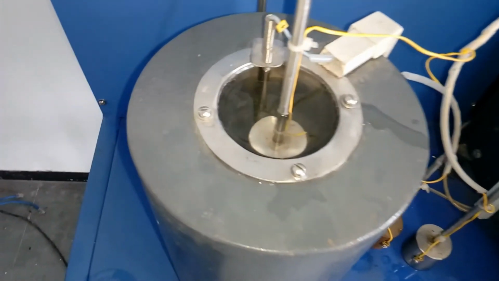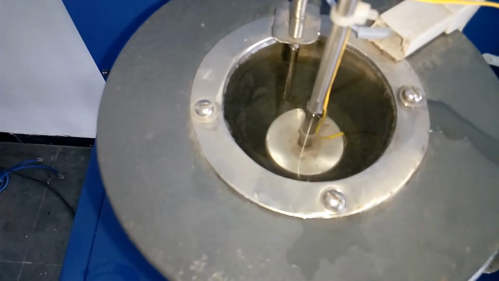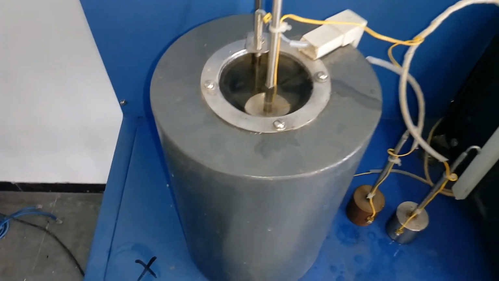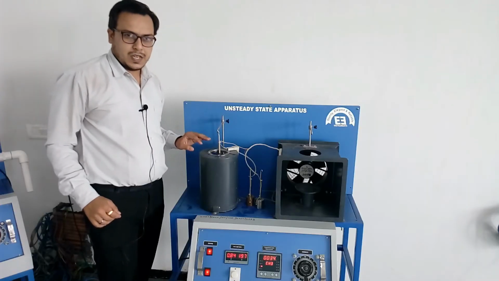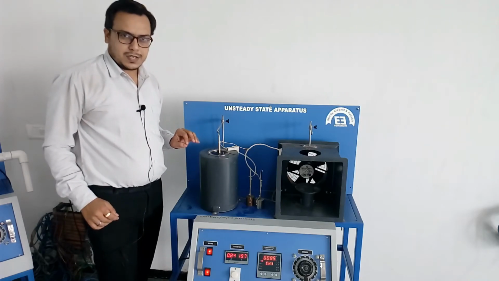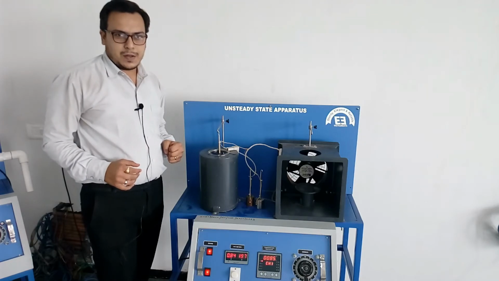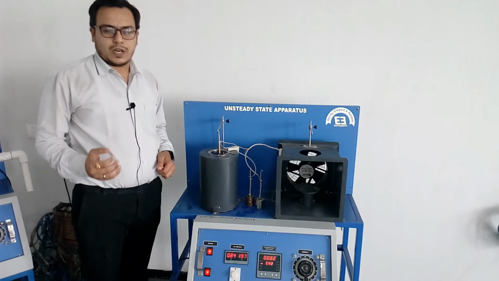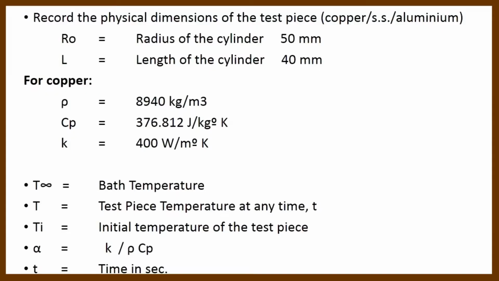Here you can see that we put our specimen in the water bath and now it has reached steady state conditions. Now students, you can see our test specimen has reached steady state conditions. So note down the observation table and do the calculations, and after calculation you have to write your own conclusion in your lab manual.